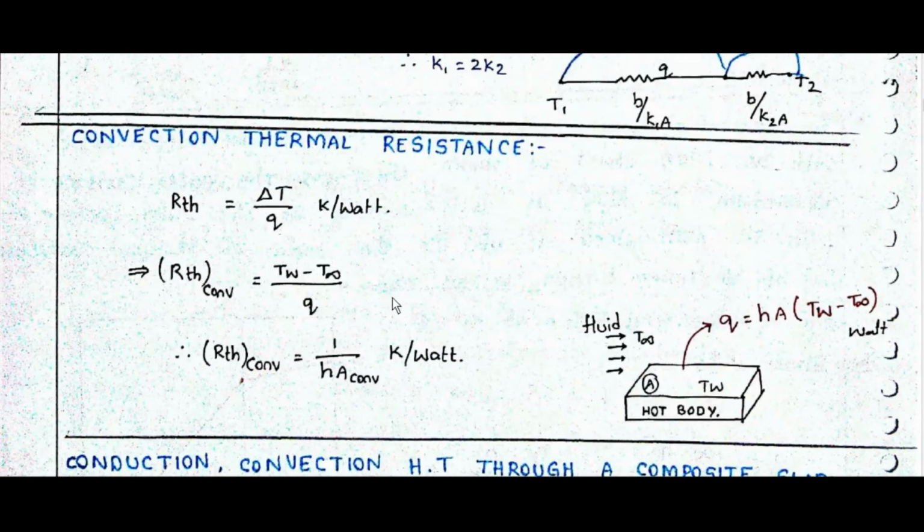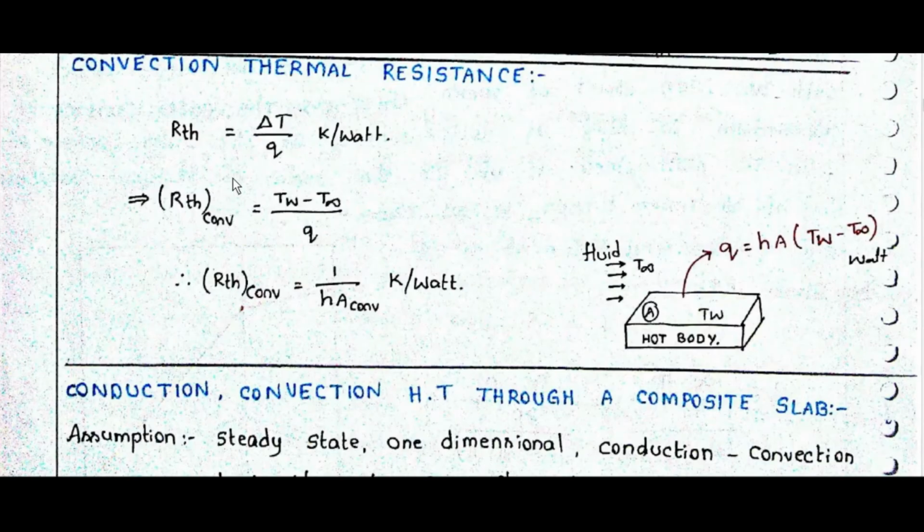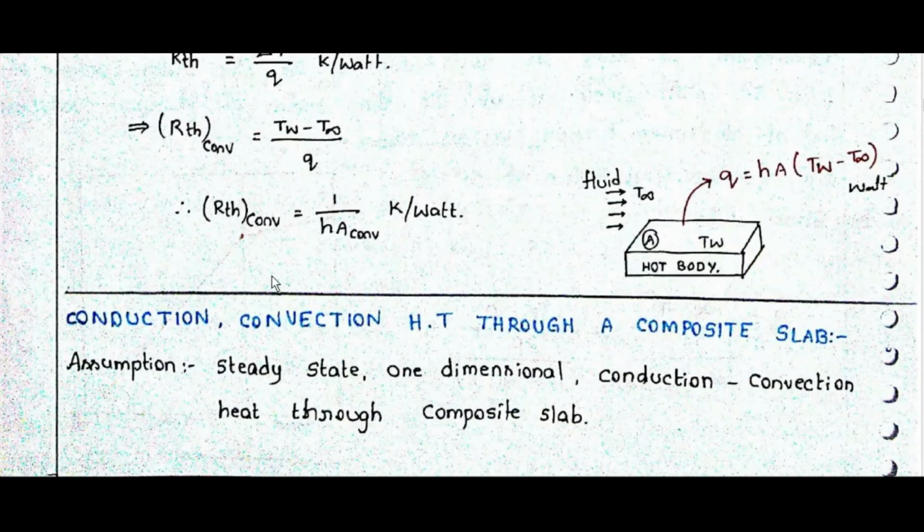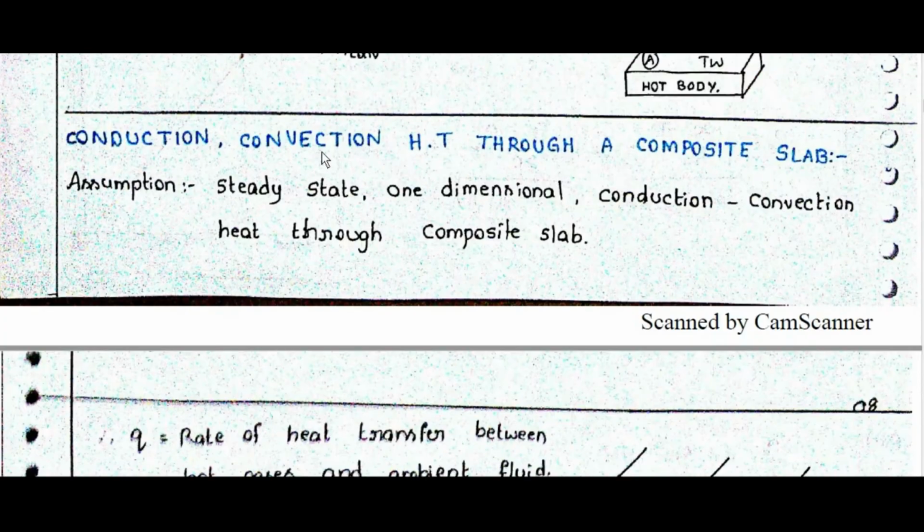Convection thermal resistance, the R_th is equal to delta T by Q Kelvin per watt. R_th convection is equal to T_w minus T infinity by Q. R_th convection is equal to 1 by hA convection K per watt. Here A convection means the area which is in contact with that fluid. Q is equal to hA (T_w minus T infinity).